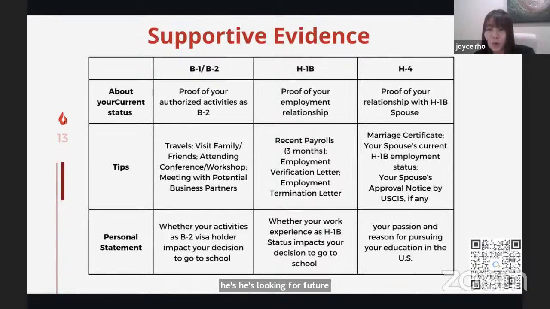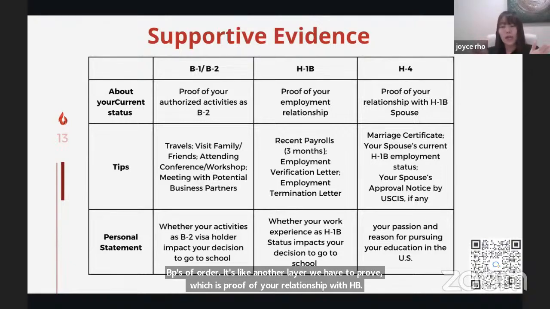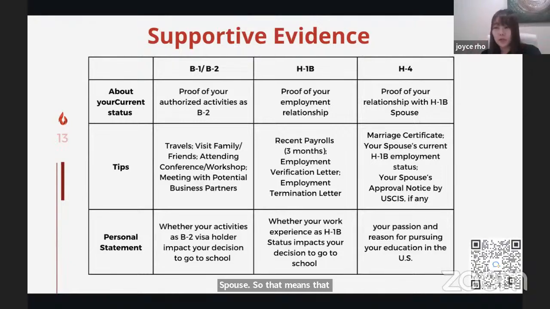And then for H-4, the spouse visa, right? Spouse of an H-1B visa holder. It's another layer we have to prove, which is proof of your relationship with the H-1B spouse. That means the reason you're able to get an H-4 visa here is thanks to your spouse's employment relationship with the H-1B employer, right?